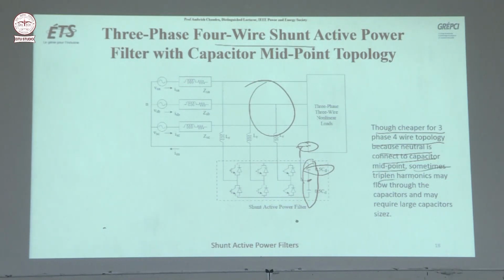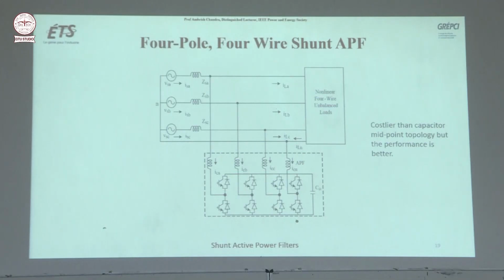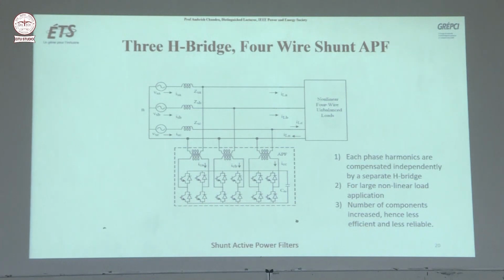Sometimes triple harmonics may flow through the capacitors, and it may require large capacitor sizes. So these sizes may be large because zero sequence current may flow through those capacitors and they may heat up the capacitor. So you may require large capacitor size. So that's why if you use the fourth pole to connect the neutral, it may look costlier, but it gives very good performance.